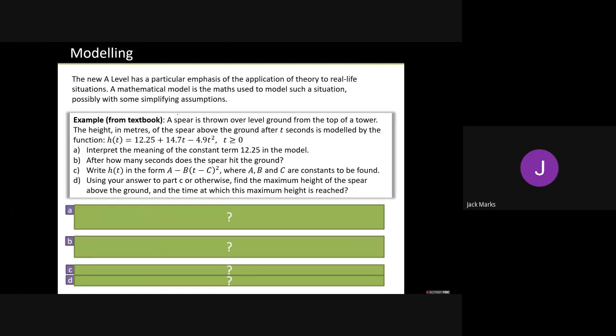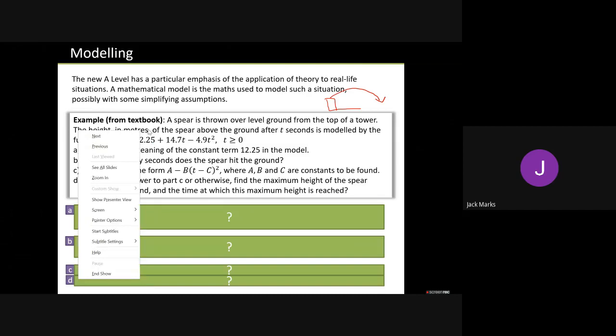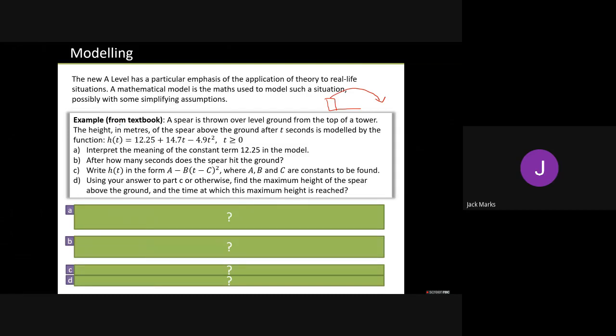A spear is thrown over level ground from the top of a tower. So imagine here is sort of a tower up here, level ground, and we throw a spear. The height is given by this equation. So what does this mean? It means instead of y equals x or f of x, you put time into this equation here, and it will tell you h, which is height.